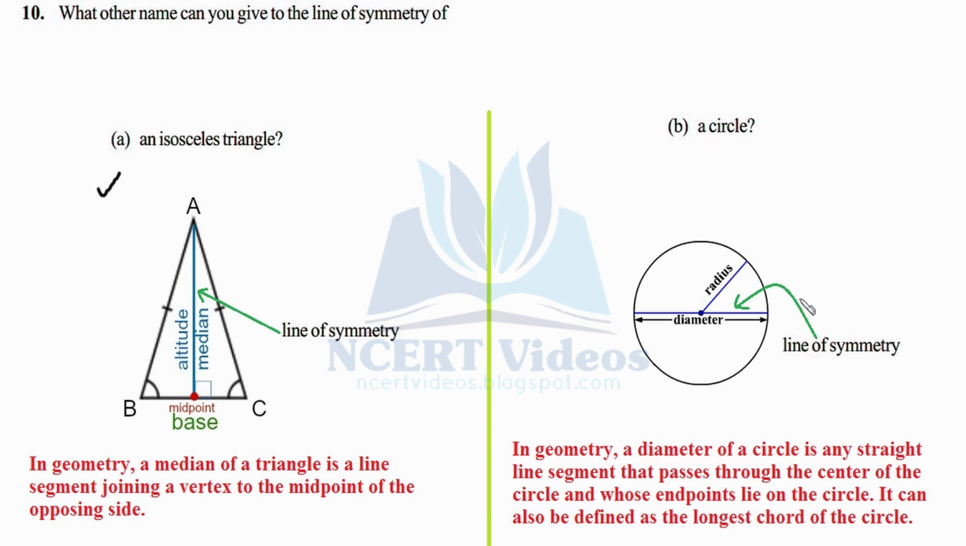And for B, a circle. Well, it has infinitely many lines of symmetry. As we have also discussed in previous questions, a diameter is a line of symmetry in case of circle. And obviously half of diameter is radius.